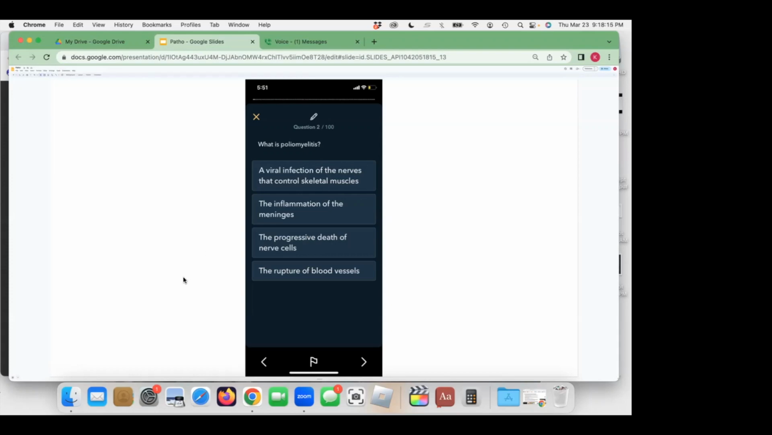Well, number 2, I was thinking it was also progression of death of nerve cells. Since polio stops you from being able to walk, I thought it was in your nerves, or could possibly be in your nerves.